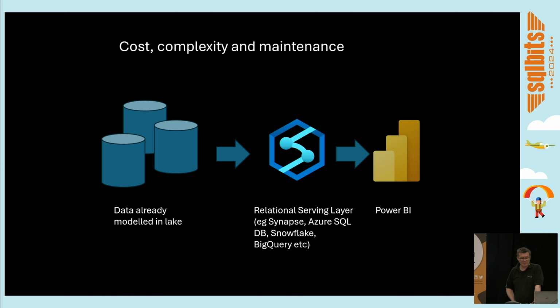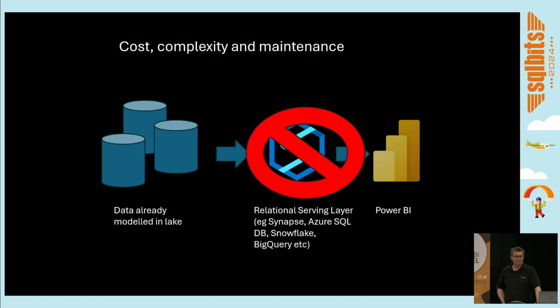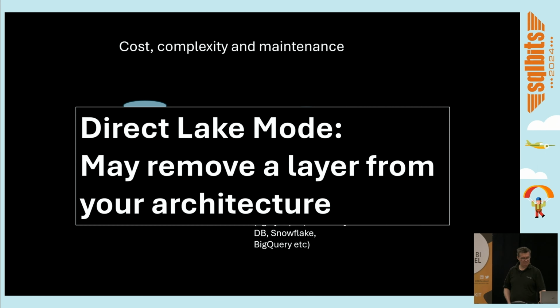Secondly, if we think about this kind of architecture, you've got your source data, you've got that serving layer there, you've got Power BI. With Direct Lake mode, you've kind of knocked out that middle section. A lot of people would be quite happy to get rid of an extra layer from their architecture because, guess what? Less moving parts, fewer licenses, cheaper, lower maintenance.